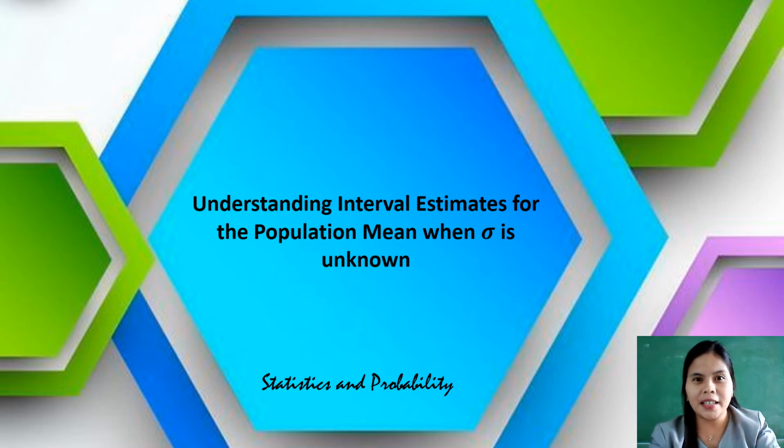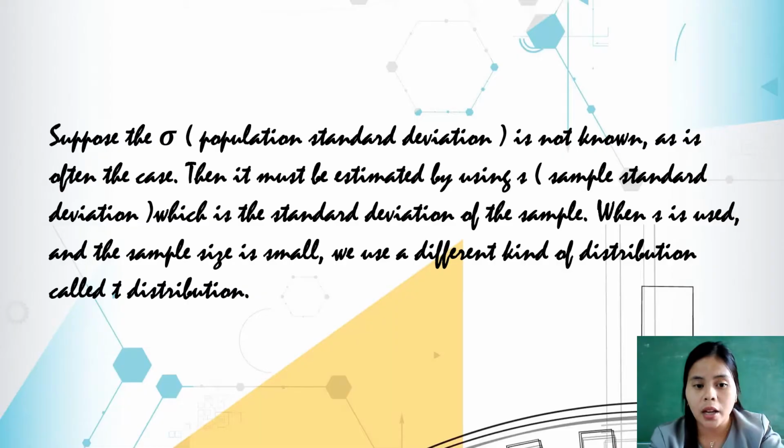Hello everyone. For today's video, we're going to discuss interval estimates for the population mean when the standard deviation is unknown. Suppose the population standard deviation is not known, as is often the case. Then it must be estimated by using S, the sample standard deviation, which is the standard deviation of the sample. When S is used and the sample size is small, we use a different kind of distribution called the t-distribution.